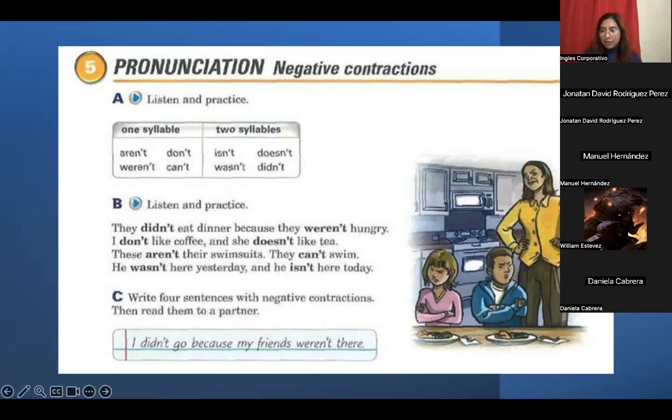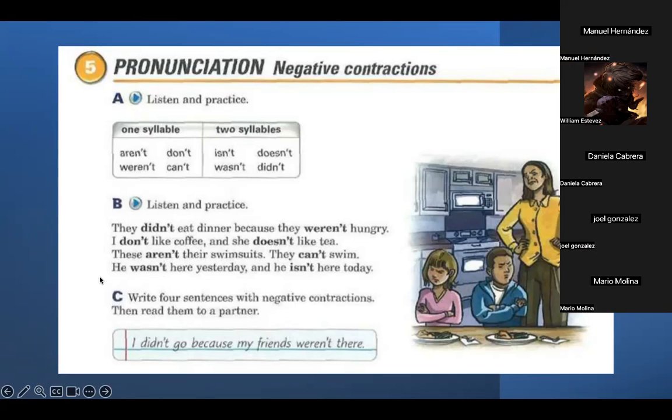Okay. What about you, William? Can you help me to read the third one? These aren't their swimsuits. They can't swim. Okay. These aren't their swimsuits. They can't swim. Awesome. Thank you. Let me see. Danielle, I want to hear your voice. Help me with the last one, please. He wasn't here yesterday. He isn't here today. Okay. He wasn't here yesterday and he isn't here today. Awesome. Thank you so much. Okay. Let me see if I can ask you, Mario, can you help me to read this one?